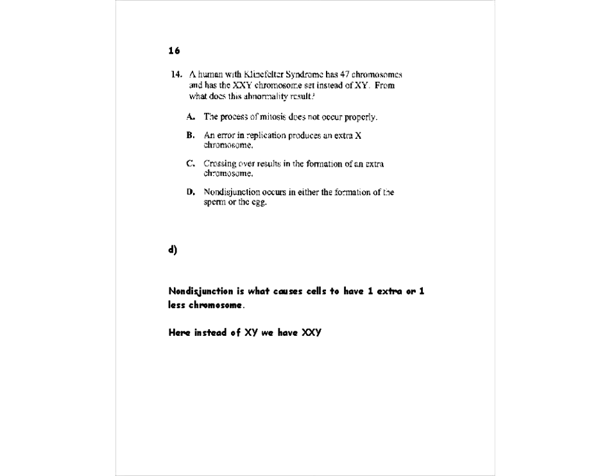Okay, this one says, a human with Klinefelter syndrome has 47 chromosomes and has the XXY chromosome instead of XY. From what does this abnormality result? Whenever you have an extra chromosome or one less chromosome, it's always a result of non-disjunction. Non-disjunction is a failure of the chromosomes to separate during cell division. So non-disjunction is what causes cells to have either one extra or one less chromosome. That's why we have XXY instead of XY. So the answer would be non-disjunction occurs in either the formation of the sperm or egg.